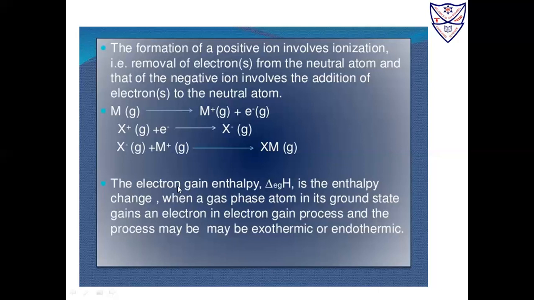Right? The electron gain enthalpy. This is the symbol of electron gain enthalpy, ΔegH. It is the enthalpy change when a gas phase atom in the ground state gains an electron in the electron gain process, and the process may be exothermic or endothermic.